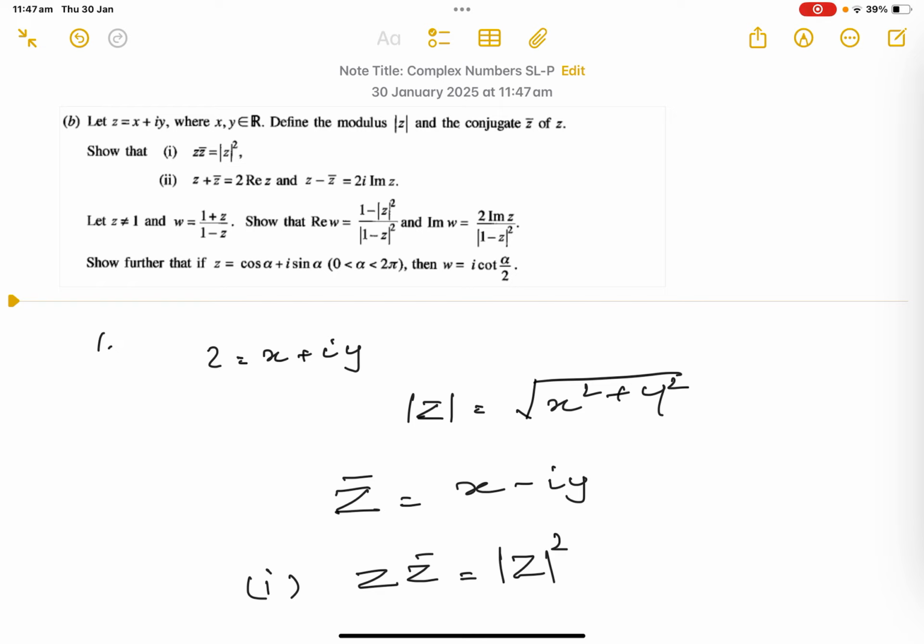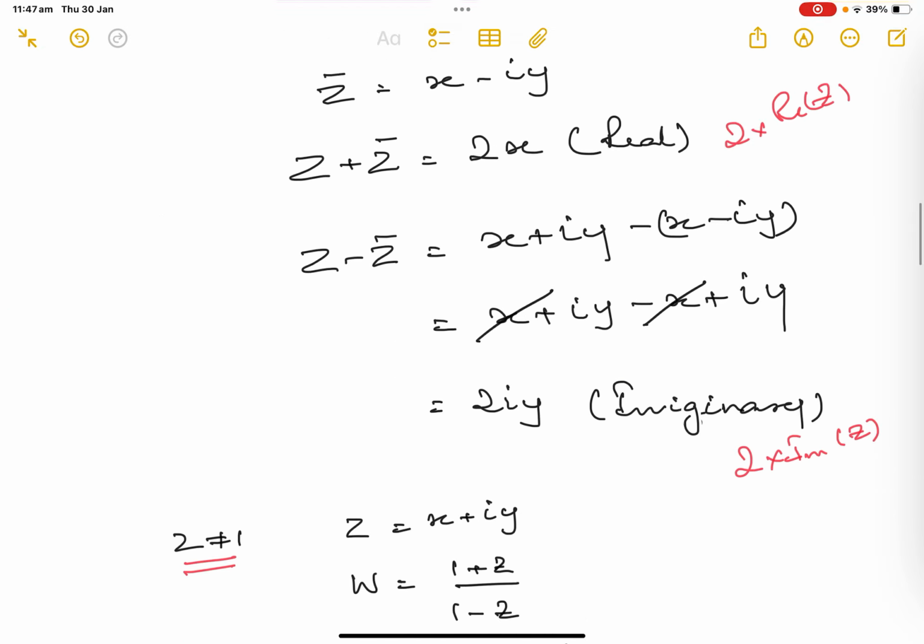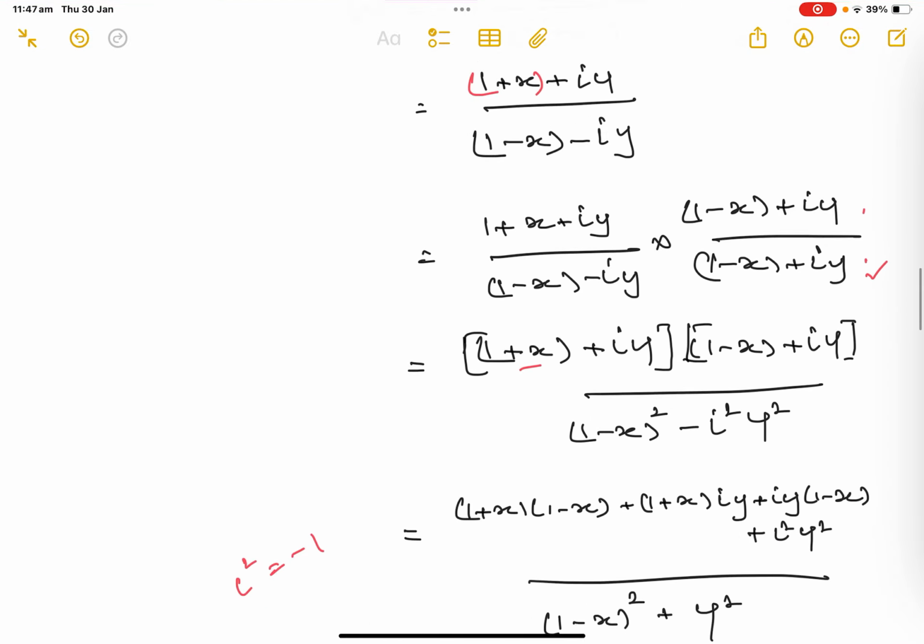Okay, the last part. Show further that if z equals cos alpha plus i sine alpha, then w equals i cot alpha by 2. All right, it's a bit of trigonometry.